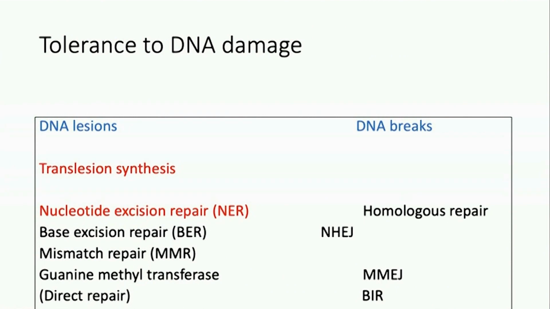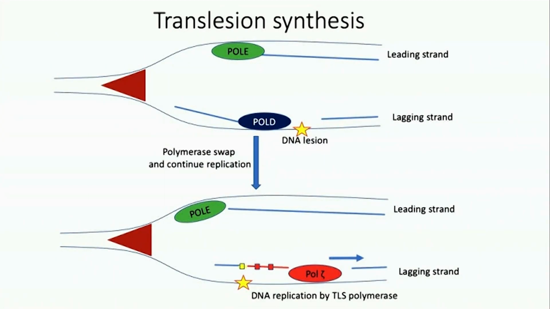So I will talk a little bit about two systems to tolerate DNA lesions. First of them is translesion synthesis. So if a DNA lesion comes to replication, it causes DNA replication obstacles. And to overcome this, not to die, the cell needs to do something with this lesion.